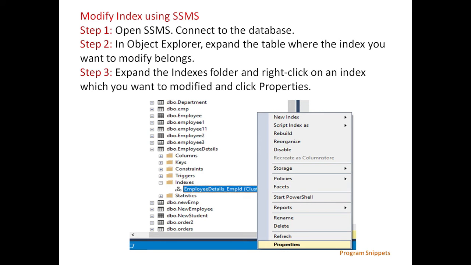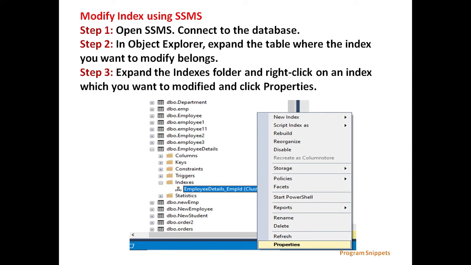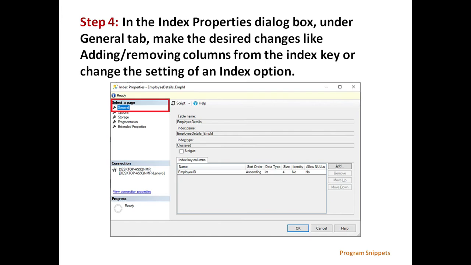We can modify the index using SQL Server Management Studio also. For this, open SQL Server Management Studio. In Object Explorer, expand the table where you want to modify the index and expand the indexes folder. Right click on the index that you want to modify and click on properties. In the index properties dialog box under the general tab, make the desired changes like adding or removing columns from the index key or change the setting of an index option.